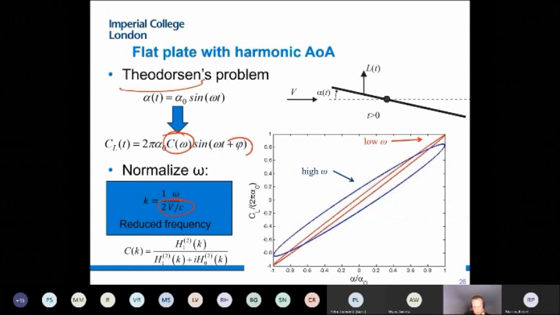And what we do is to say, if you define the reduced frequency, then the CL in frequency domain is going to be the constants of that problem, 2 pi times alpha naught, times a function. And the function is called Theodorsen's function, C of k. It has that shape there, which are Bessel functions of the second kind, very easy to code. So it's a problem that actually has a very, very simple analytical solution.